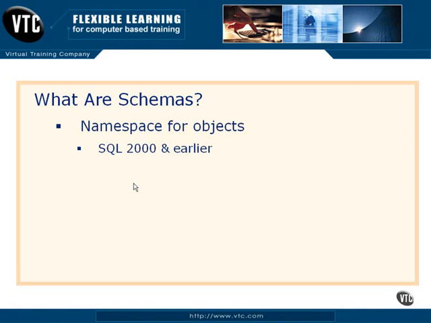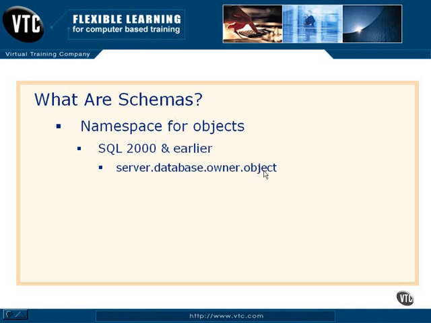Now think about this. In previous versions, before SQL 2005, we could refer to any object when we wrote Transact SQL queries. We could always say, for example, select everything from authors, and that was the object. But if we wanted to connect to the authors table on a different server or in a different database, we could use four-part naming. So we could say select everything from server.database.owner.object.